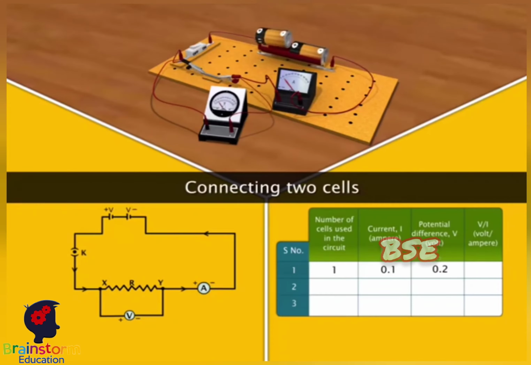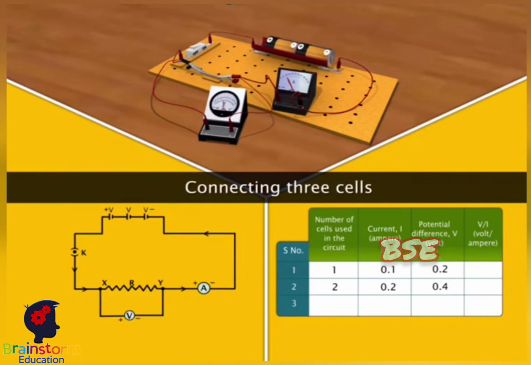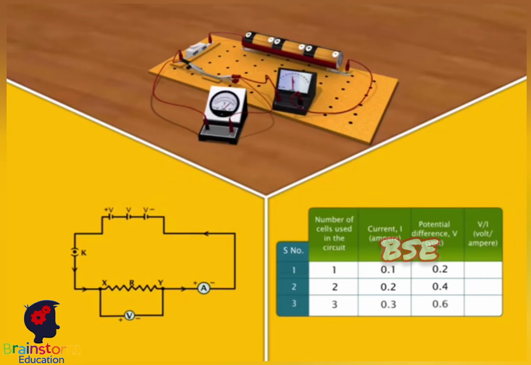Now, let us connect a second cell and note down the readings. The readings are 0.4 volt and 0.2 ampere respectively. Now we will connect a third cell and again note the readings. The readings are 0.6 volt and 0.3 ampere respectively.